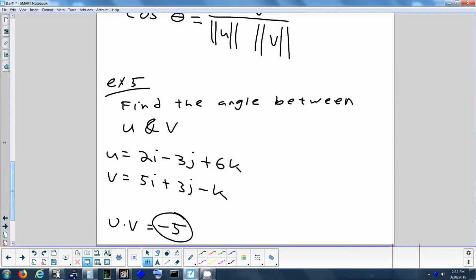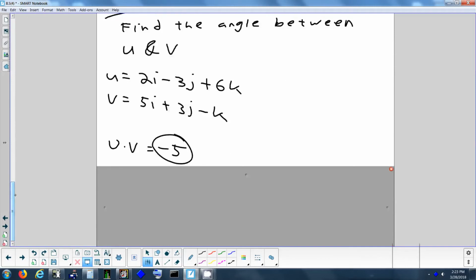Is there anything I can say about the angle between the vectors right now, knowing the dot product is negative 5? I can't say that much. They're not orthogonal. I know that, because if they were perpendicular or orthogonal, it would have come out to 0. Are they parallel? I have no idea yet. At this point, we don't have enough calculations to determine that.